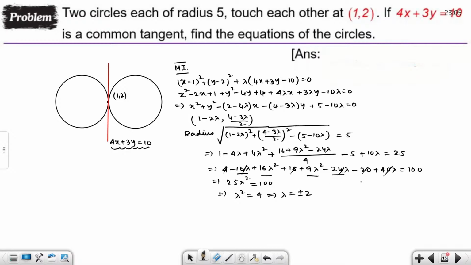So we are going to have two such circles. Let me put the values of lambda in this equation 1. If I put lambda is 2, we are getting minus 15 equals 0. This is one equation, and another equation is, if I put lambda is minus 2, we are getting in equation 1.